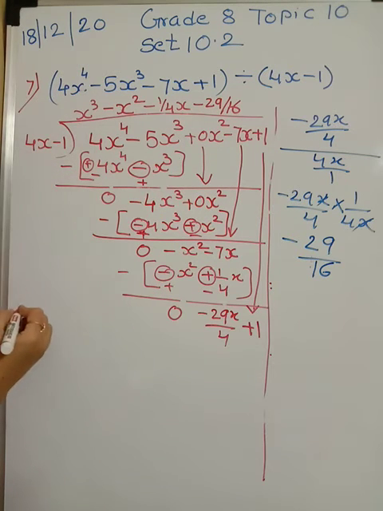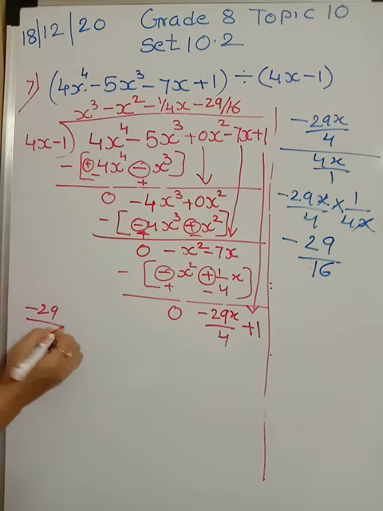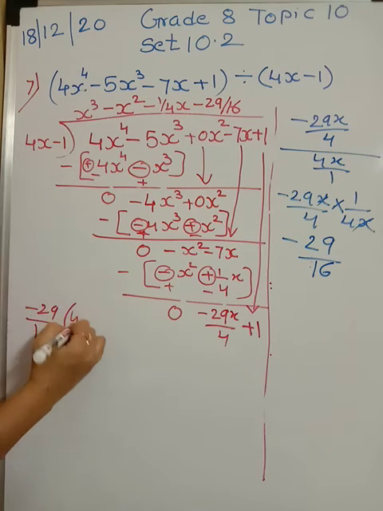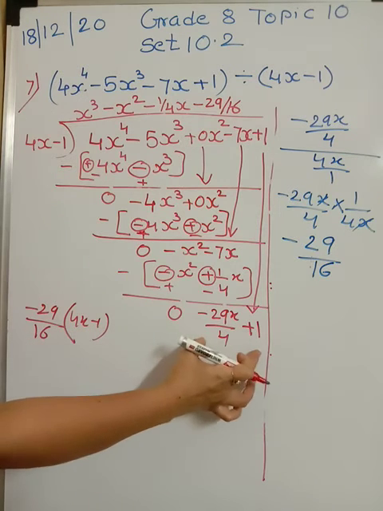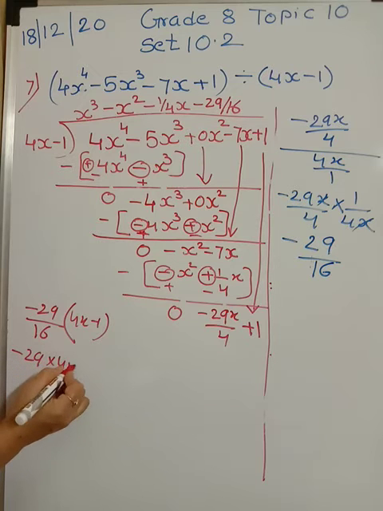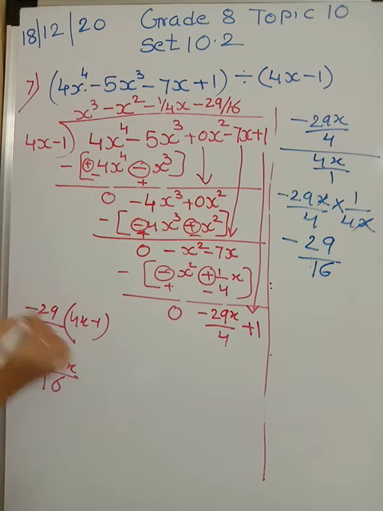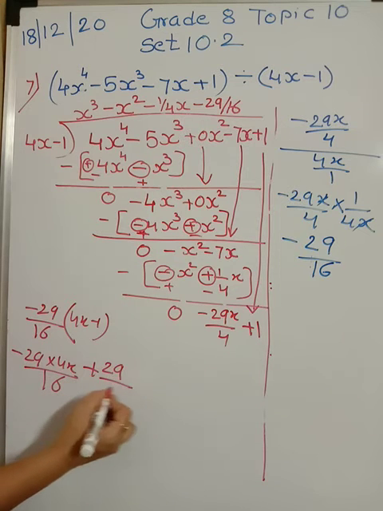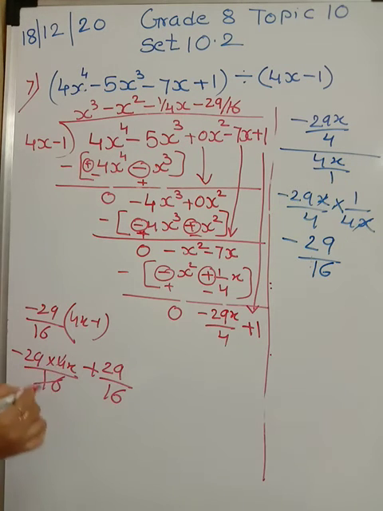So what do we get? I am doing it here now. Minus 29 upon 16 you multiply with 4x minus 1. So as to get the term which should be subtracted from here. Let us multiply. Minus 29 into 4x upon 16. Minus into minus will be plus 29 upon 16. Let us keep this as it is because the denominators will be same. So we can add or subtract directly. So minus 29 into 4x. Carry out this multiplication. What do we get?